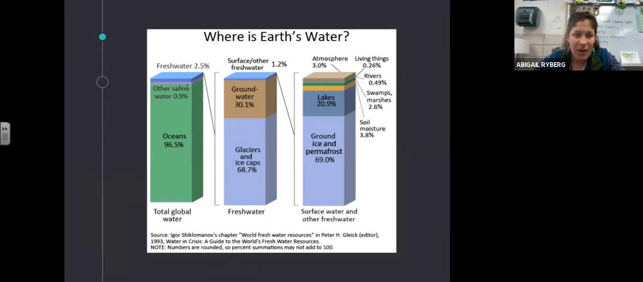The rest then is fresh water. But if we pull just that tiny little bit of fresh water over and look at where is the fresh water, then you can see that actually a majority of the fresh water is frozen, totally inaccessible, right? So it's frozen in glaciers or ice caps, inaccessible to humans. 30% of the fresh water is found as groundwater, and then the other 1.2% is found in surface water. And today we'll talk about what is groundwater and what is surface water and how we can access them.